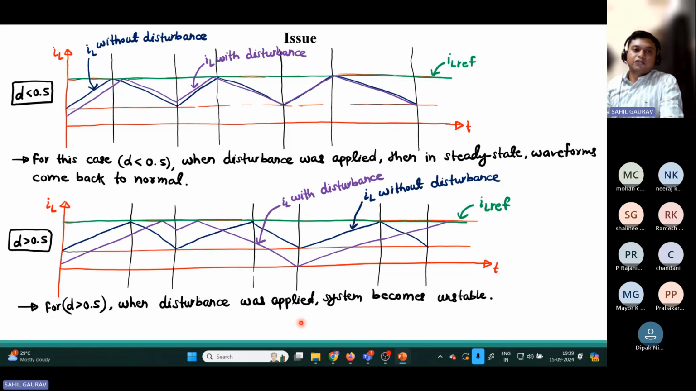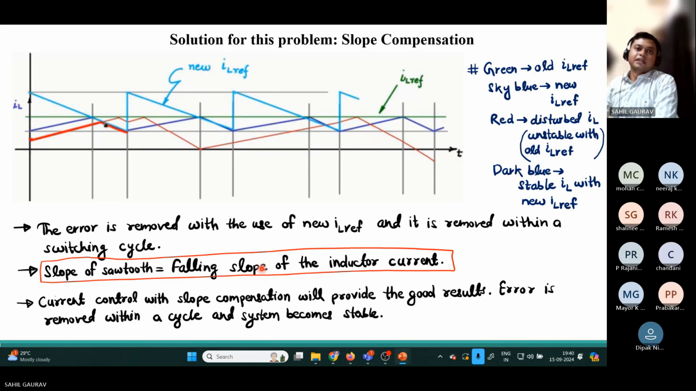Now, what is the solution for this problem? In spite of this IL difference, we have to provide some other reference value, another inductor current reference, such that our system gets stabilized quickly. That solution we call slope compensation.